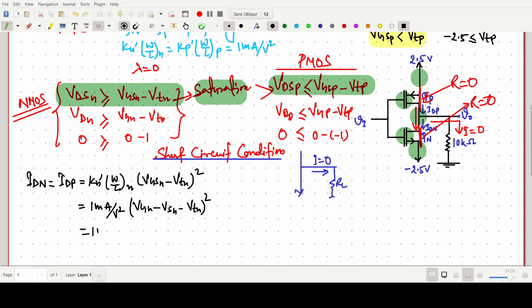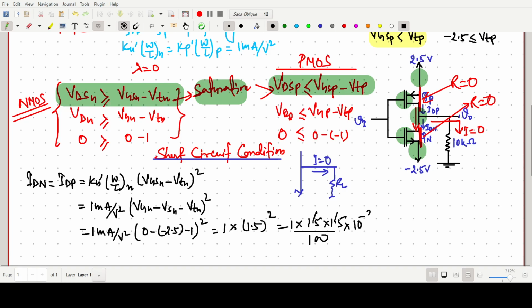Okay, 1 milliampere voltage square. Gate voltage is 0 minus VSN, which is minus 2.5. Okay, this one is minus 2.5 minus 1 whole square. So this will be 1 into 2.5, 1.5 whole square. So 1 into 1.5. Okay, better to write 1.5, 1.5, then divided by 100.